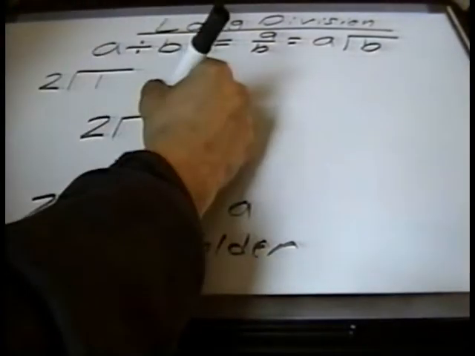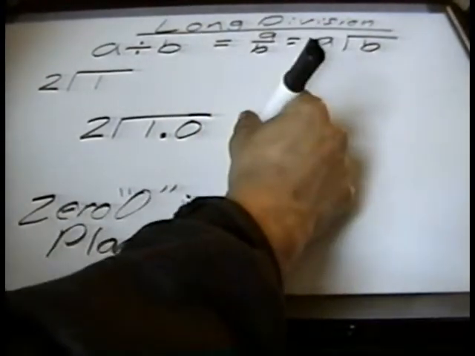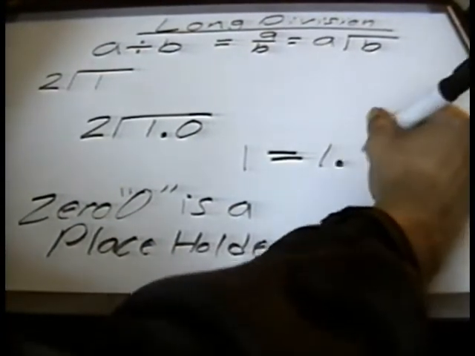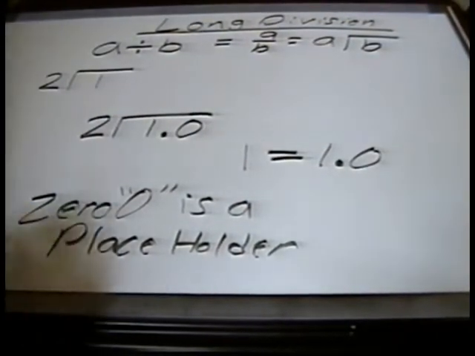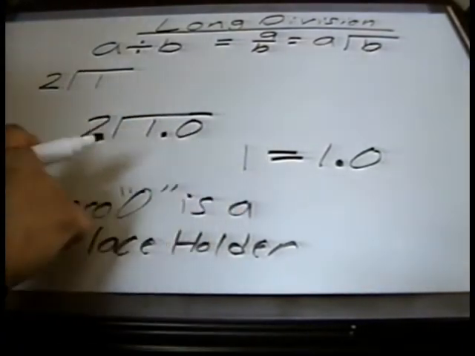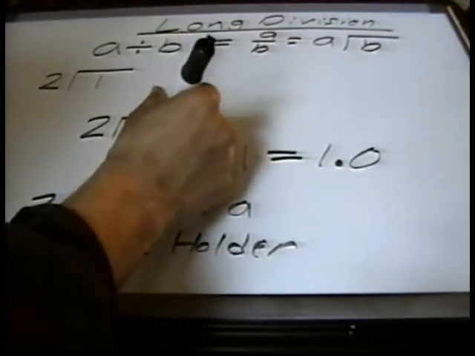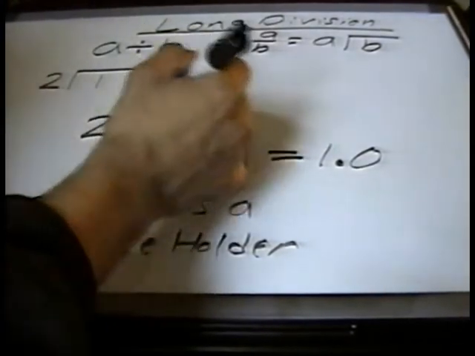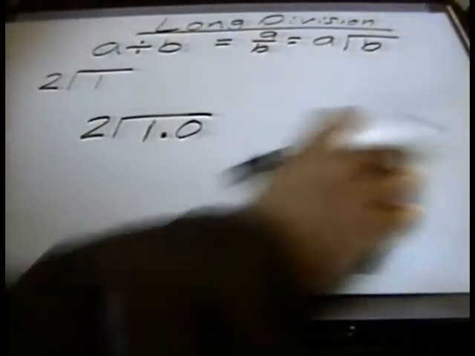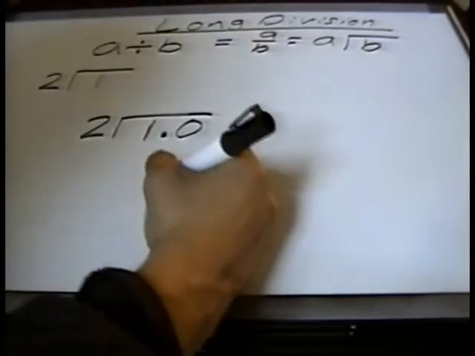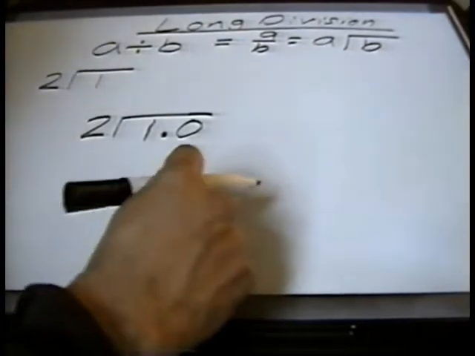You see, 1 is also equal to 1.0. Right? 1 equals 1.0. So we can add a 0 here. Not add a 0, but place a 0 on the right of the decimal point of 1. Now we're going to treat the division as if we were dividing 10 by 2 instead of 1 by 2.